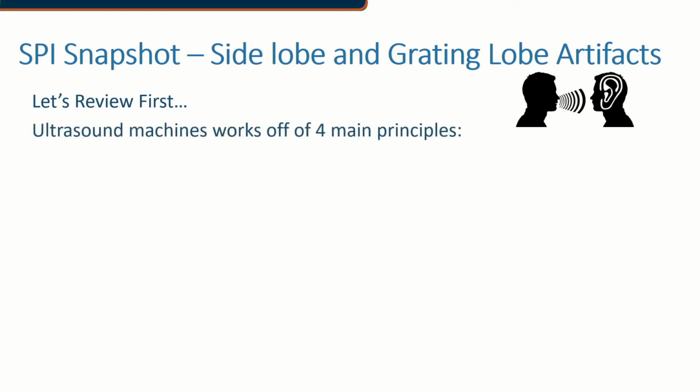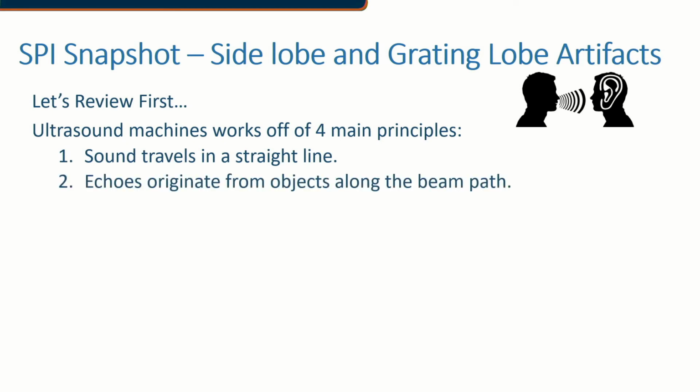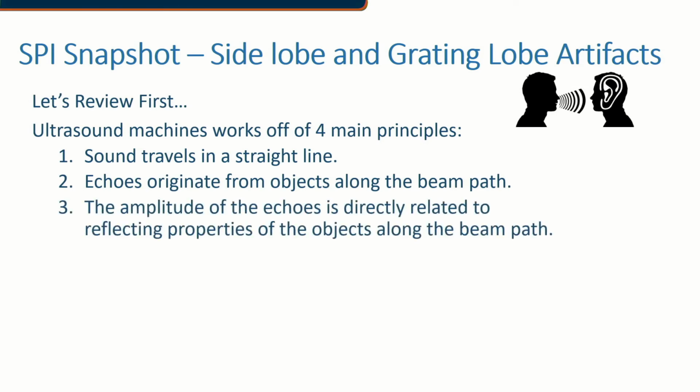Remember that the ultrasound machine is going to work off 4 main principles. It's going to think that sound travels in a straight line. It determines sound is going to travel straight away from it, and the echoes are going to come straight back to it. The echoes are going to originate from objects that are along the beam path. So anything in the way of that beam, well, it's right in front of that probe, so the machine is going to use that as a principle as well.